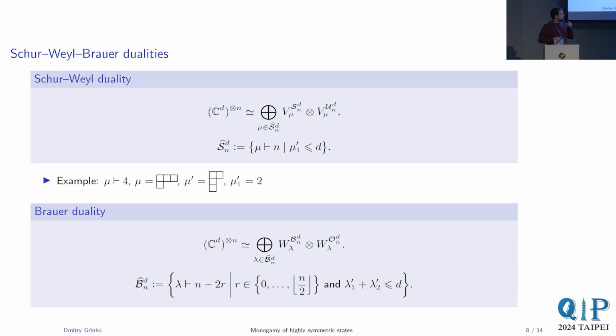There exists a similar duality called the Brauer duality, which looks at this Hilbert space of n qubits as a representation of the orthogonal group and a corresponding commutant of the orthogonal group, which is called the Brauer algebra. And here is a set of irreducible representations, also labeled by Young diagrams, but now the condition is a bit different, as you can see over here.